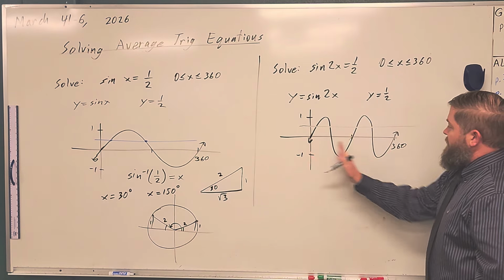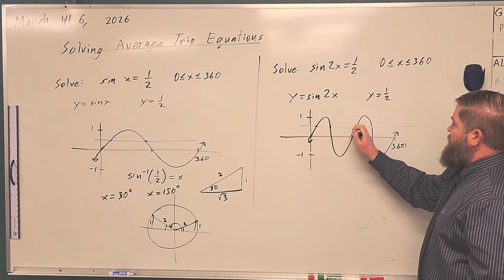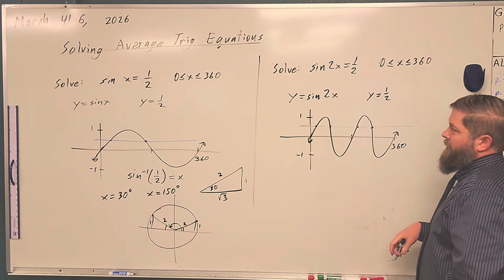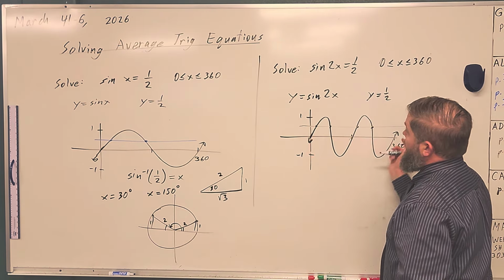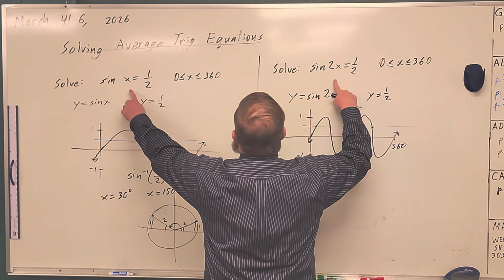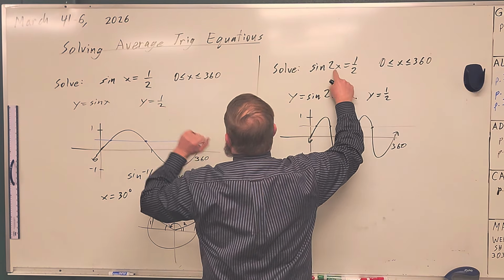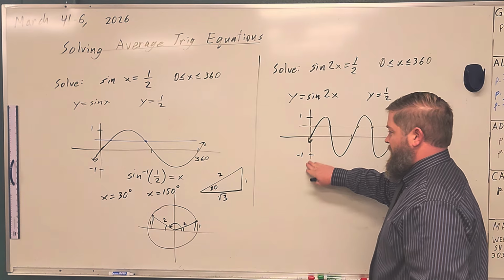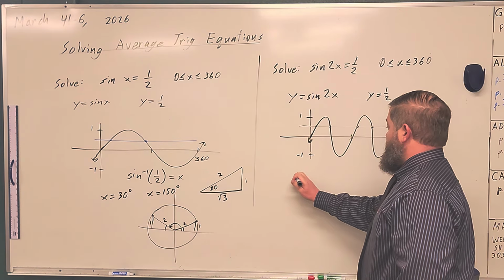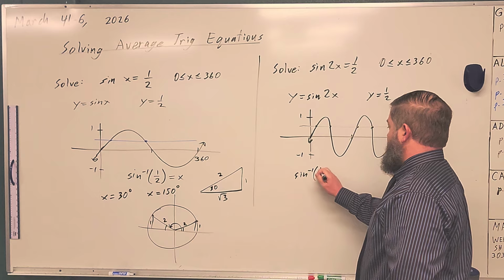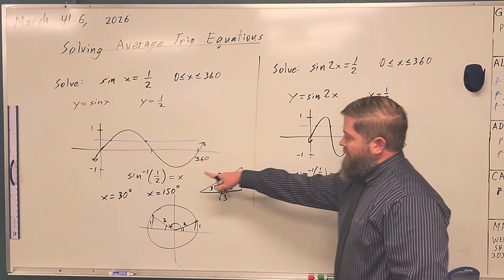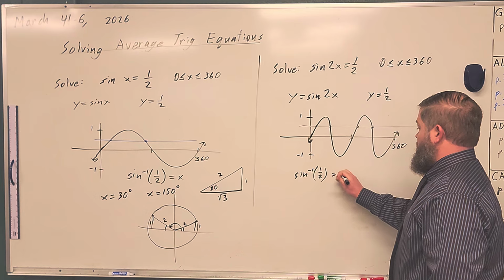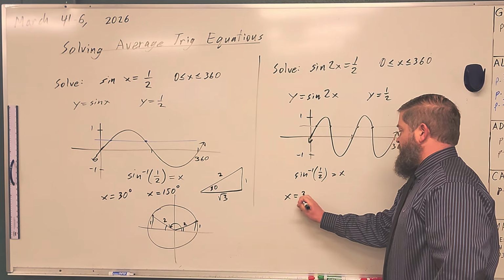And now between 0 and 360, I have 1, 2, 3, 4 answers. Right? So I should have 4 answers. Look again at my equations. The only difference is a 2x here instead of an x. Okay, so we start off solving the same way. We can do sine inverse of 1/2. It's exactly the same as what we did there. The calculator is going to say x is 30 degrees.